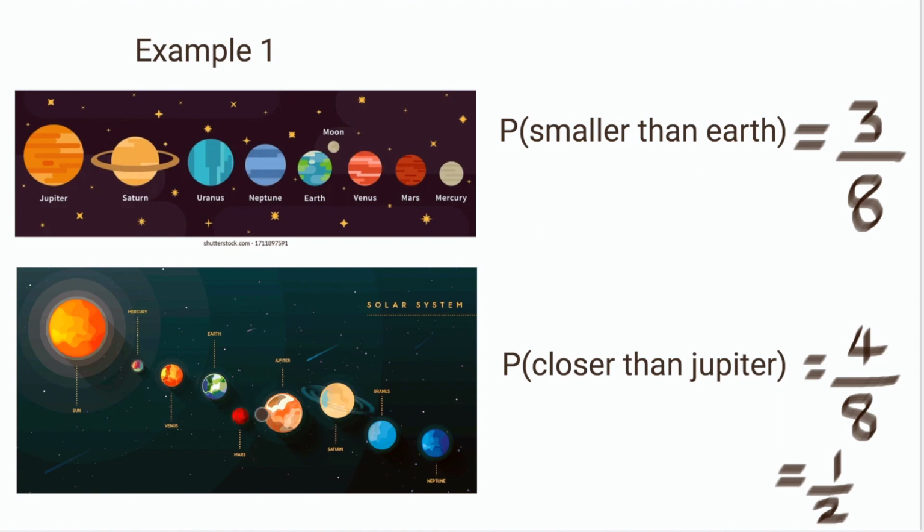In the second picture here, we've organized the planets according to distance from the sun. So now we want to calculate the probability that the planet is closer to the sun than Jupiter. There are only 4 planets, 1, 2, 3, 4, that are closer to the sun than Jupiter. So 4 are the possible outcomes out of 8, which is the total possible outcomes. So 4/8 can be simplified to 1/2. It's really important that you always simplify your fractions.